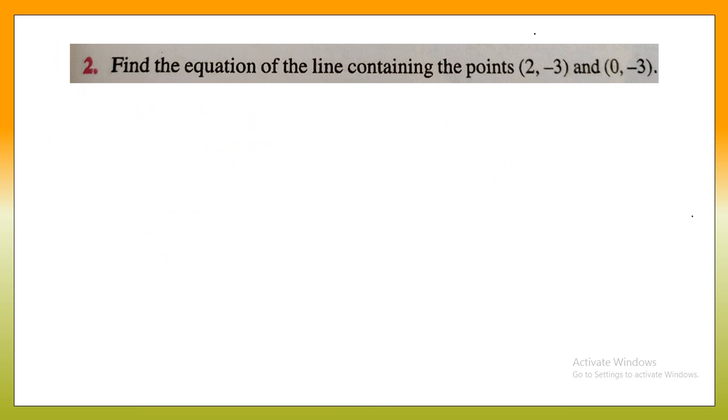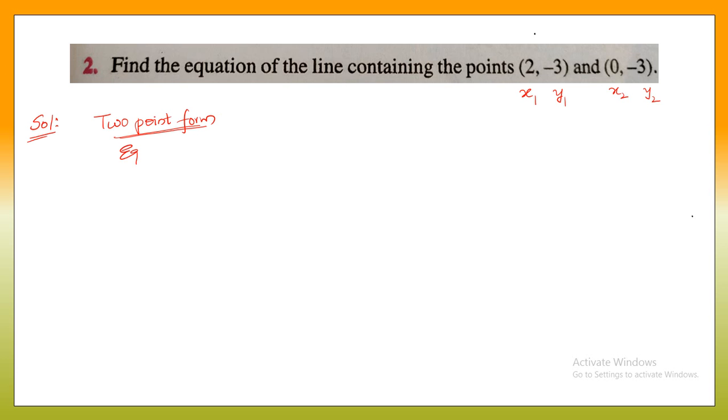Find the equation of the line containing the points 2 comma minus 3 and 0 comma minus 3. If you observe, these are the points. Let these points be x1 comma y1 and x2 comma y2. When 2 points are given, how to find the line equation? We already know the two point form. So when 2 points are given, we are going to use this two point form.